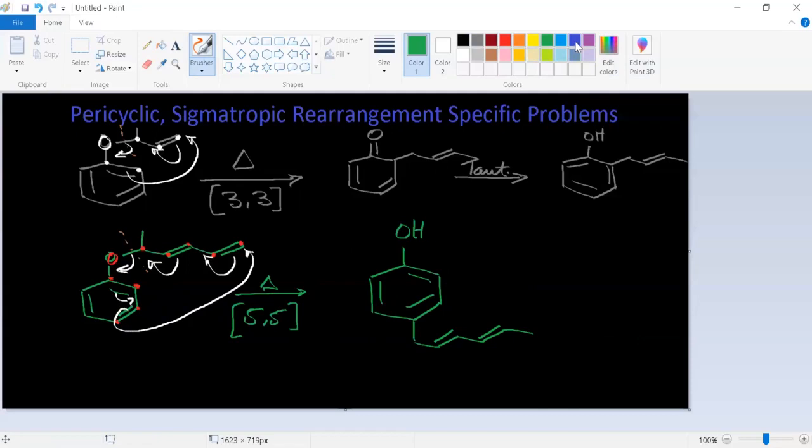I guess I could give these a name. These would be Claisen rearrangements. I don't know if I've already said that. These are Claisen rearrangements.